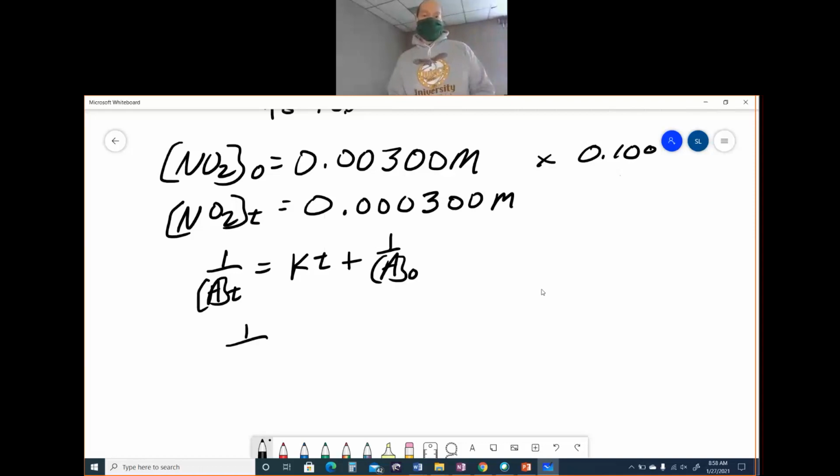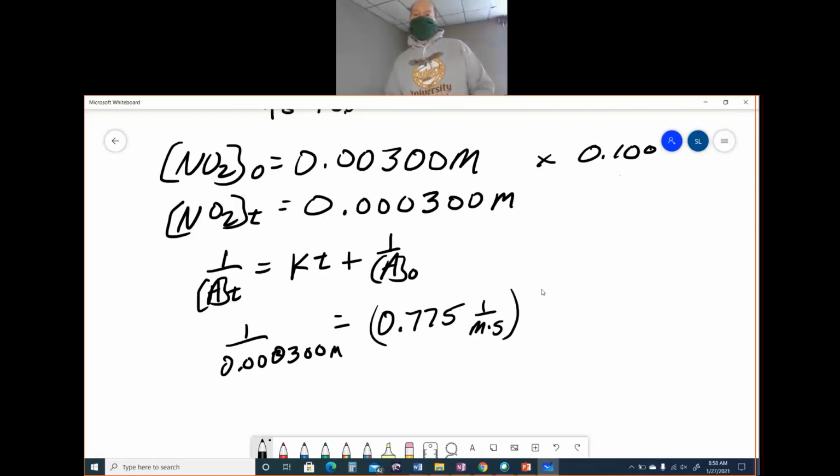So 1 over the 0.00300, our NO2 at time t. K is 0.775, 1 over molarity times seconds. The time is what we don't know. That's what we're solving for. And the units we're going to get for our answer is seconds. Plus 1 over our initial concentration, which is 0.00300.